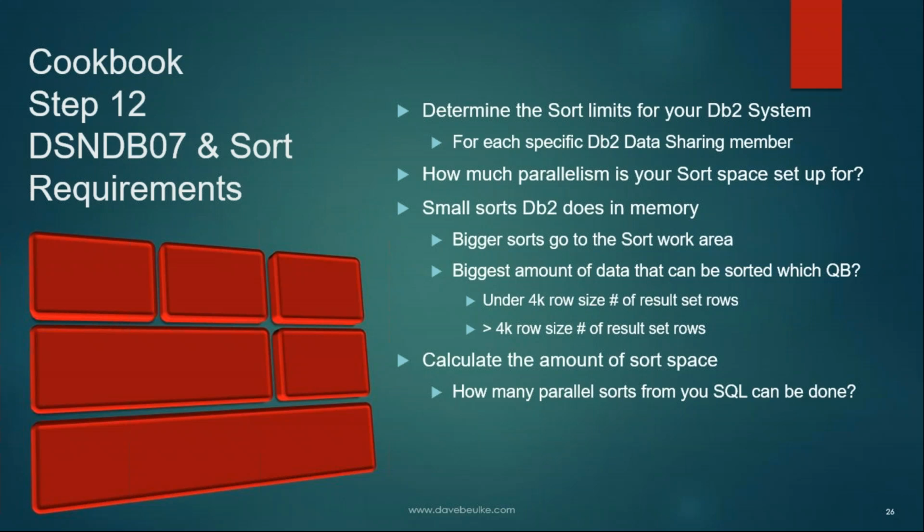Also, know the sort limits for each of your nodes, if you're working in a DPF or an EEE environment on DB2 LUW. Know the sort limits on each particular node. On z/OS, know it on each DB2 member, because it's hopefully defined the same, but it always turns out that it's different, it seems like. Make sure that you have enough DB2 sort work area.